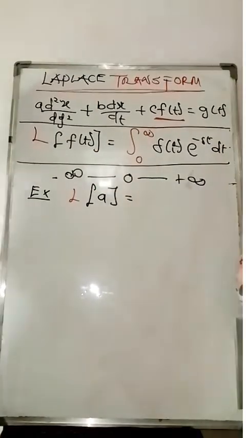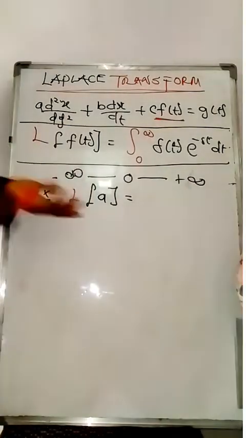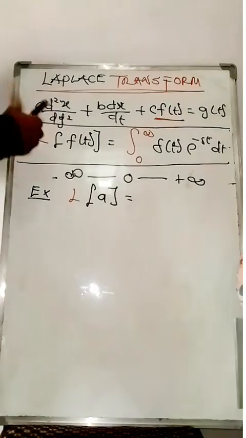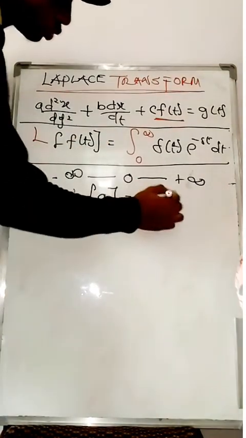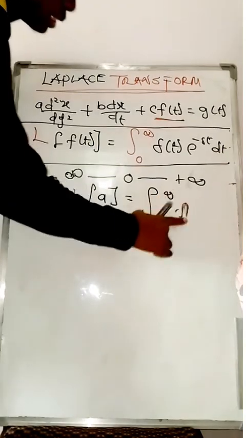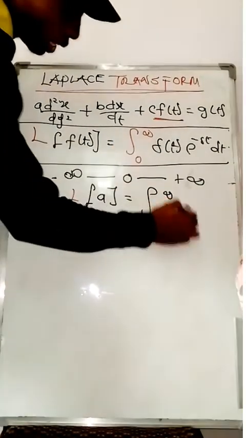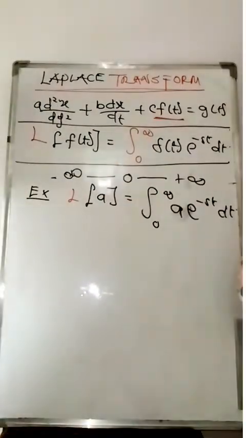Now I want you to follow me step by step. For example, we are given the Laplace of a. Now we're going to rewrite it as this. So writing it as this, we have the Laplace of a, which is given as the integral from 0 to infinity. Now in this case, it's not a function of t, it's a. So this is a times exponential minus st dt, right?